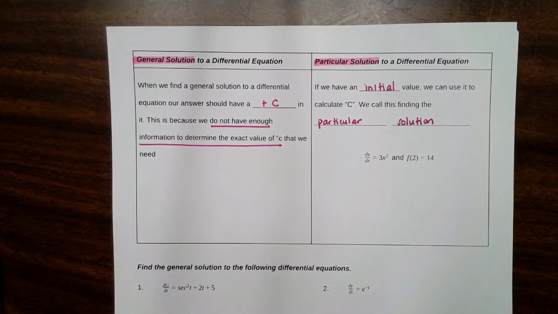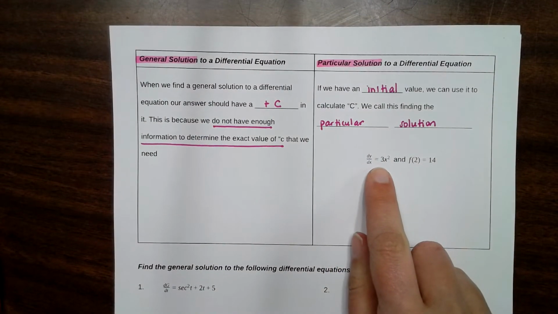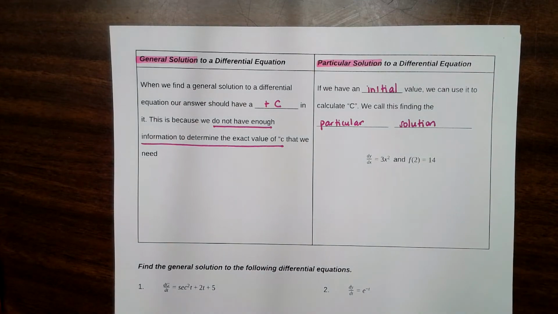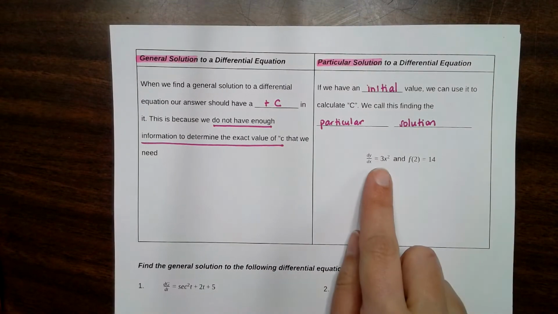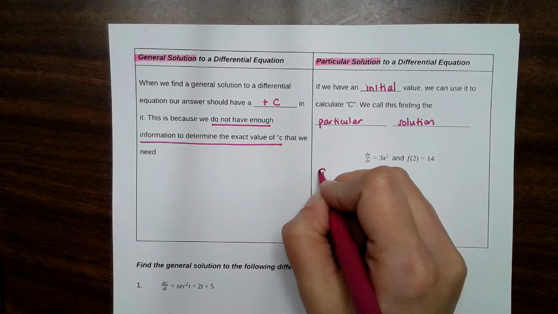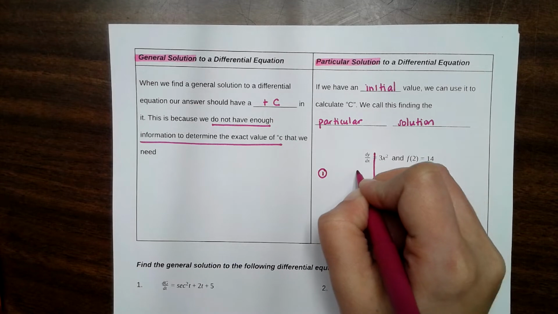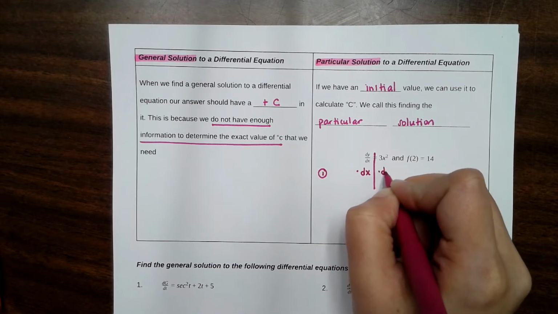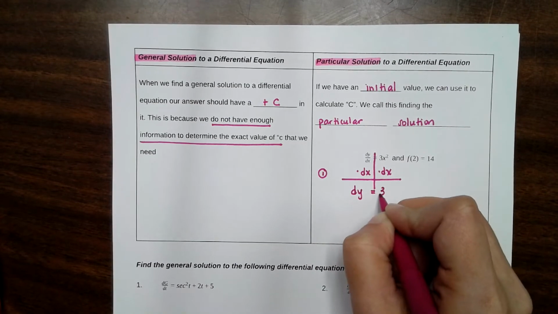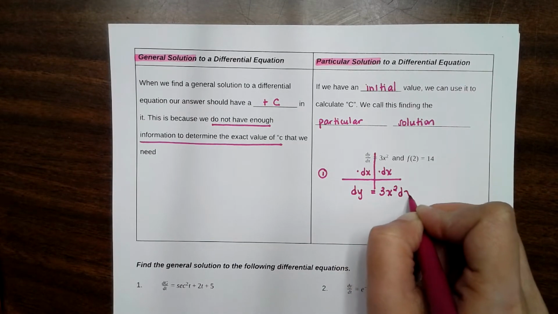So, a problem in which you could find the particular solution would look like this one. Not only do we have a differential equation, but we've been given an initial value, a value where we know the input and the corresponding output for the original function. Although we already solved this problem on the other page, I want to just walk you through this process one more time. So first, we're going to separate the variables, and the way we're going to do that is we're going to multiply by dx on both sides. When we do that, we get dy equals 3x squared dx.